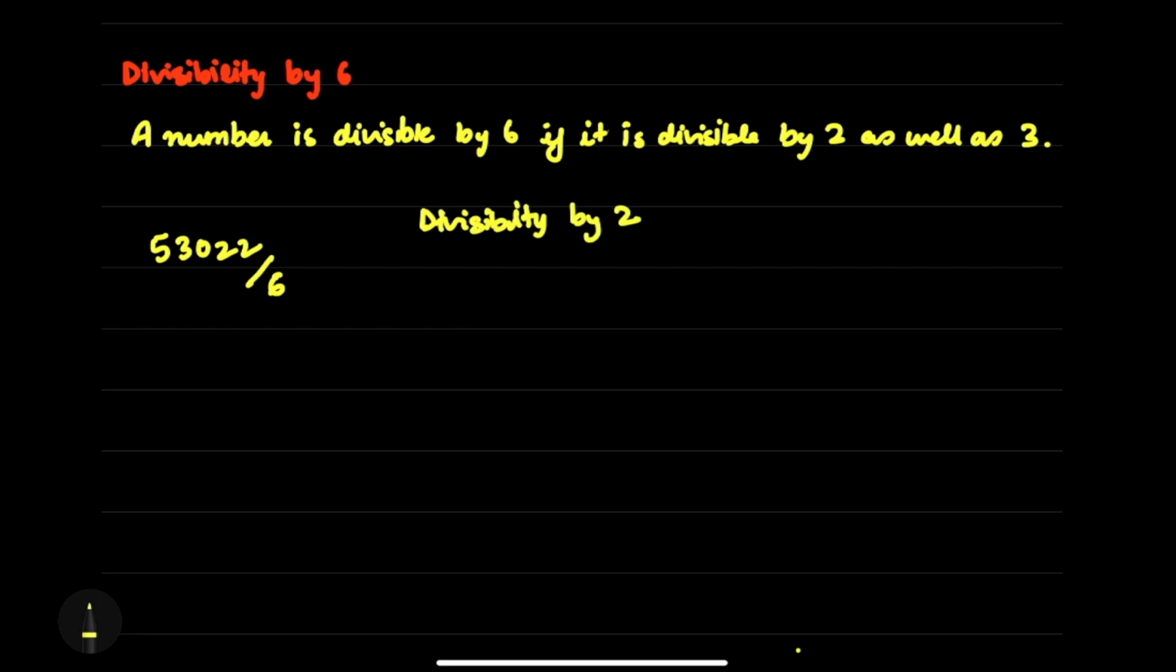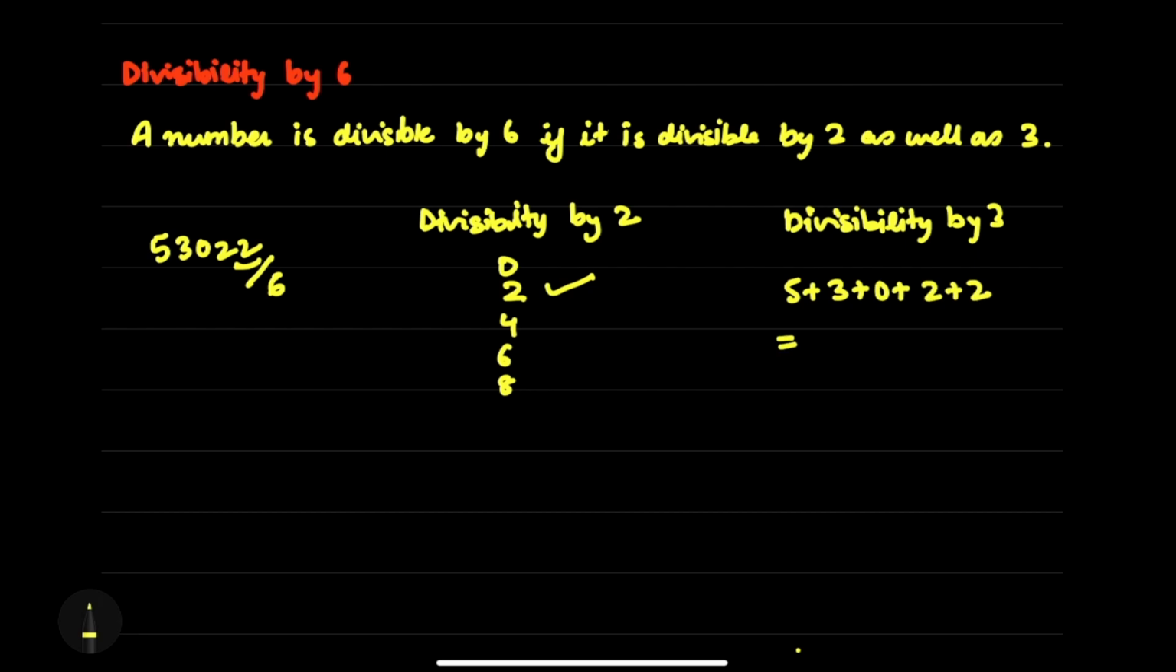So we have to check whether the units place is either 0, 2, 4, 6, 8. And in this number, we have 2 in its units place. So the divisibility check by 2 works. So in the divisibility check by 3, we need to add all these numbers and check whether that is divisible by 3 or not. And the sum comes out to be 12, and therefore this is divisible by 3 as well. So as we have completed the checks for both divisibility by 2 and by 3, we can say that the number is divisible by 6.